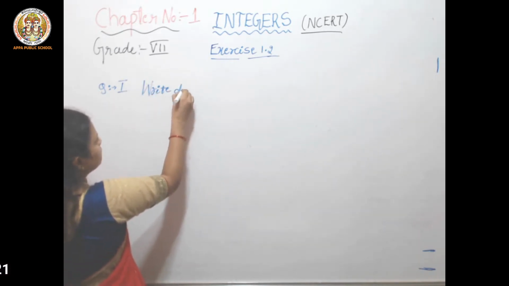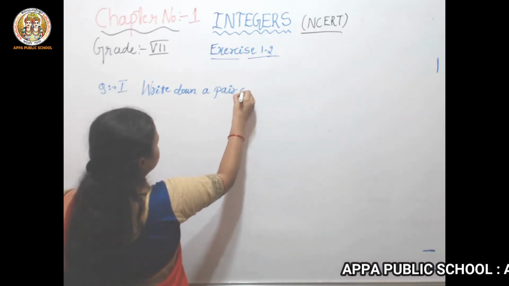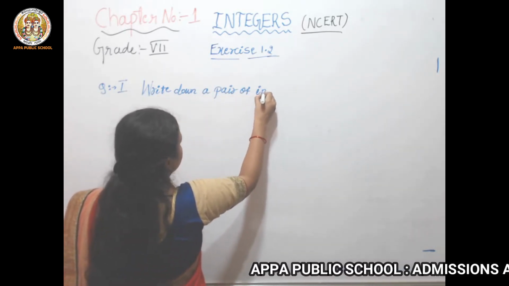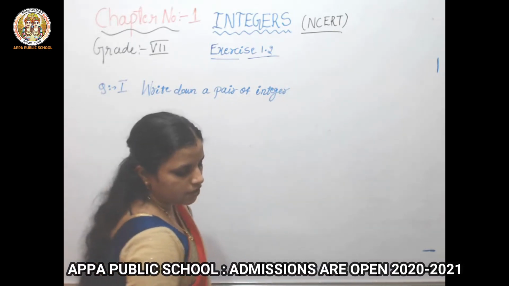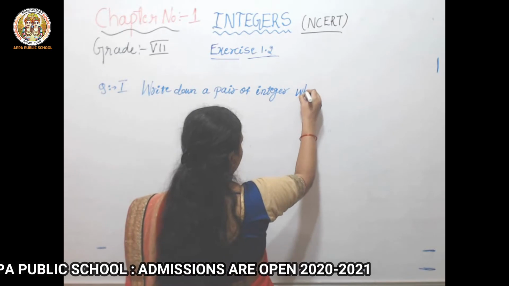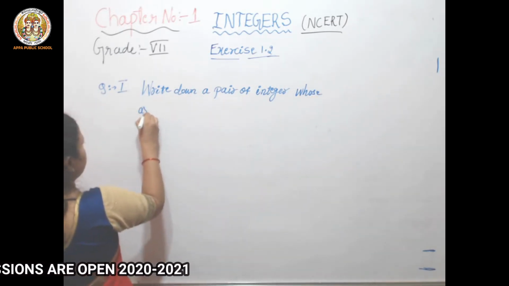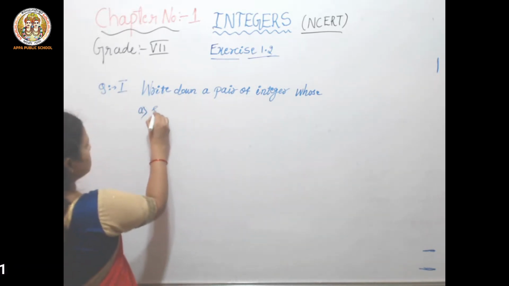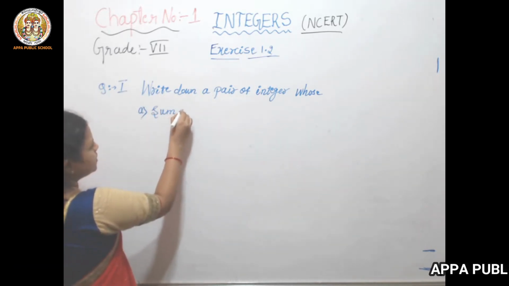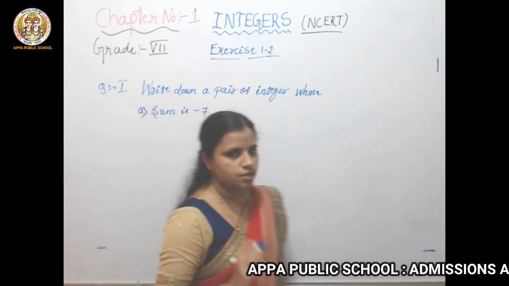Write down a pair of integers whose sum is minus 7. This is the first question.